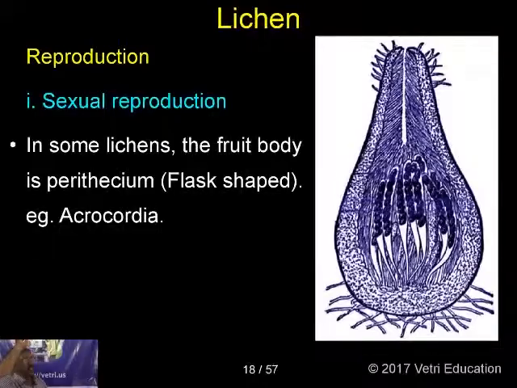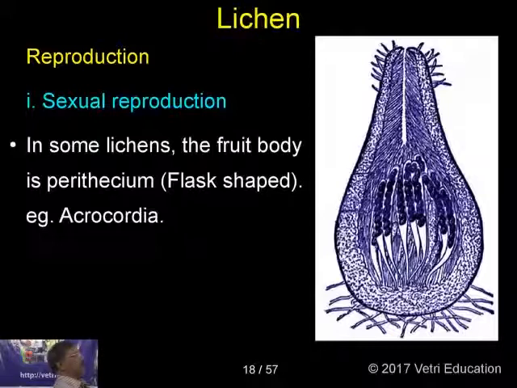Next you see the reproduction. In some lichens the fruit body is a perithecium. Perithecium is a flask-shaped structure with a long neck and an opening, which is called the ostiole. Through the opening the ascospores are released out. So depending upon the shape, it is given the name apothecium or perithecium. This type of perithecium is found in Acrocordia, this lichen, which has this reproductive structure or fruiting body.